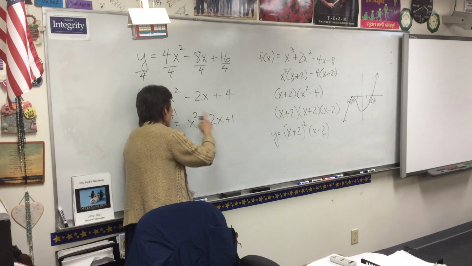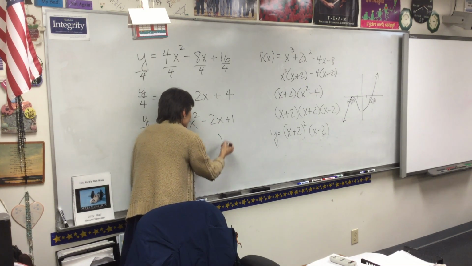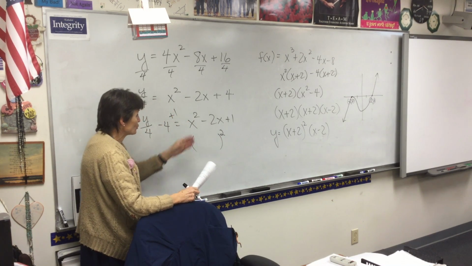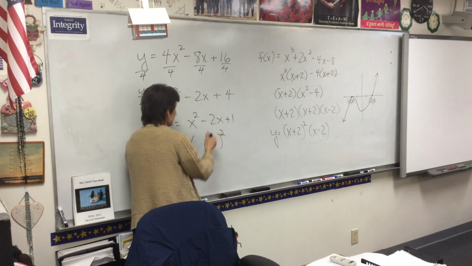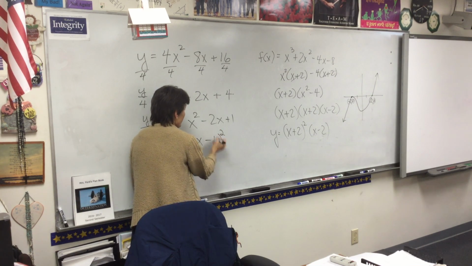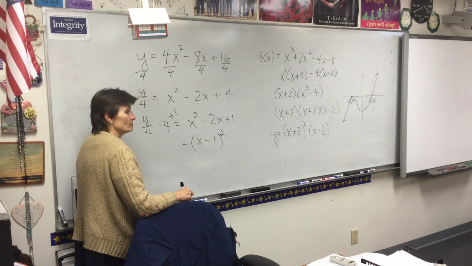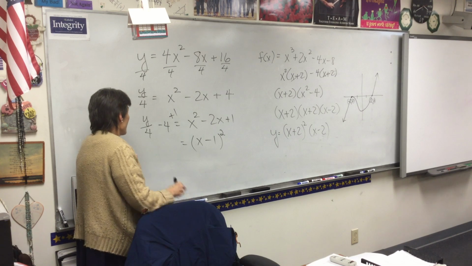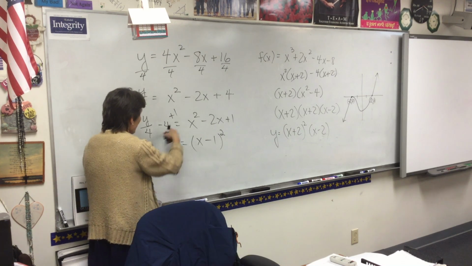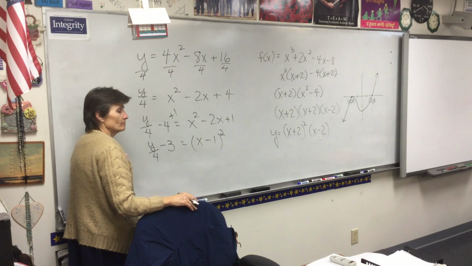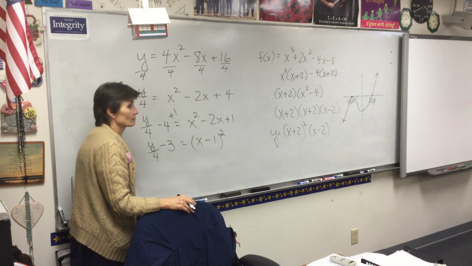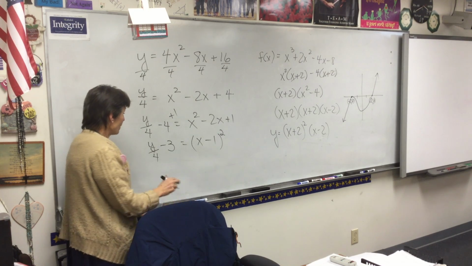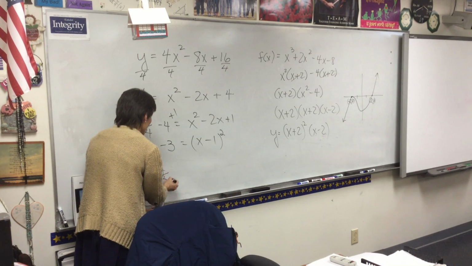As soon as you add that number, write this as a quantity squared. That's why you added that number, so that you could do this. So what quantity is that? X minus 1? And then over here we have y over 4, add those together, minus 3. Now we're going to get y by itself, so we'll add our 3 back over.